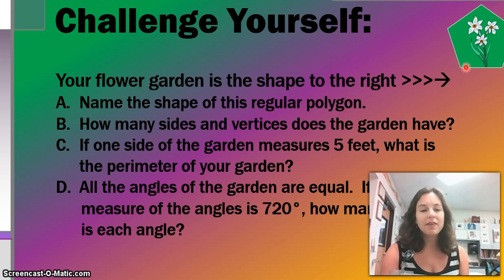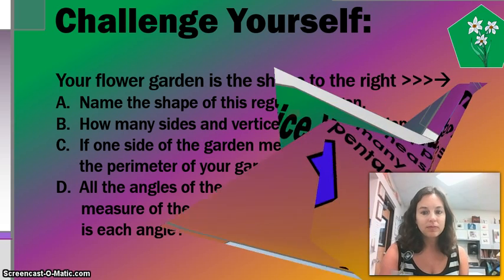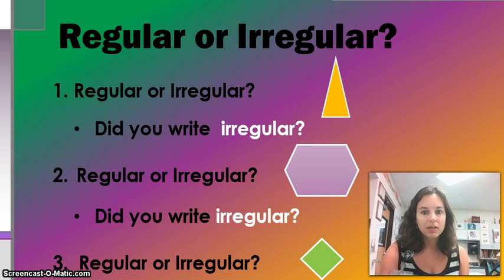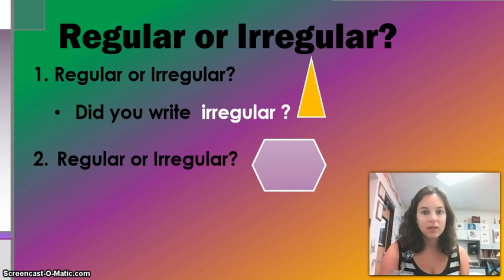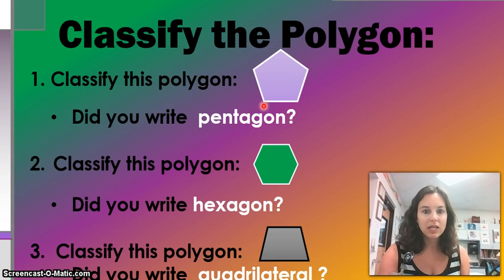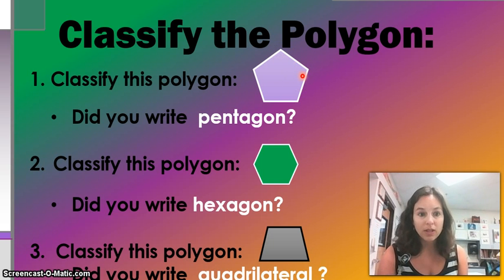And I have to make a correction. When I talked about this problem in the beginning, this pentagon, I said it was irregular, but all of the sides are equal and all of the angles are equal. So this is a regular polygon. If I said something differently before, please excuse me, but this is a regular polygon.